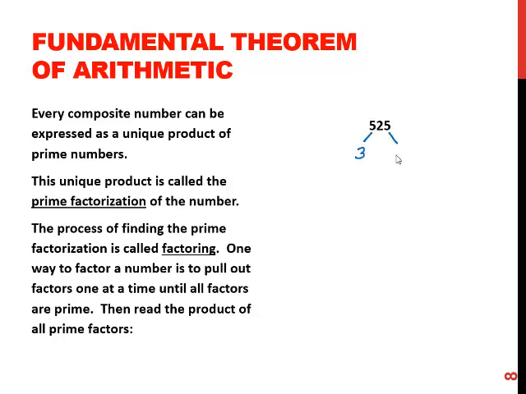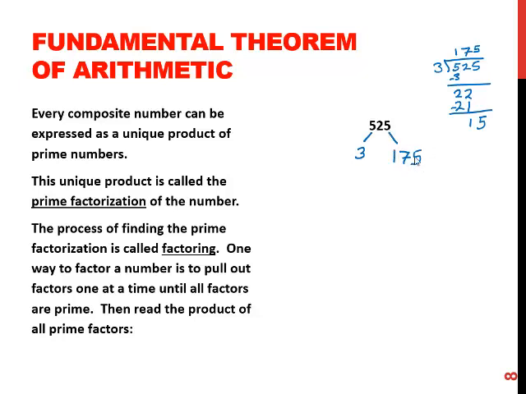And 3 times what? Let's do some long division. 3 will go into 5 once. Subtract, drop down the 2. 3 will go into 22 7 times. 7 times 3 is 21. Subtract, bring down the 5. 3 will go into 15 5 times. And we get 3 times 175.